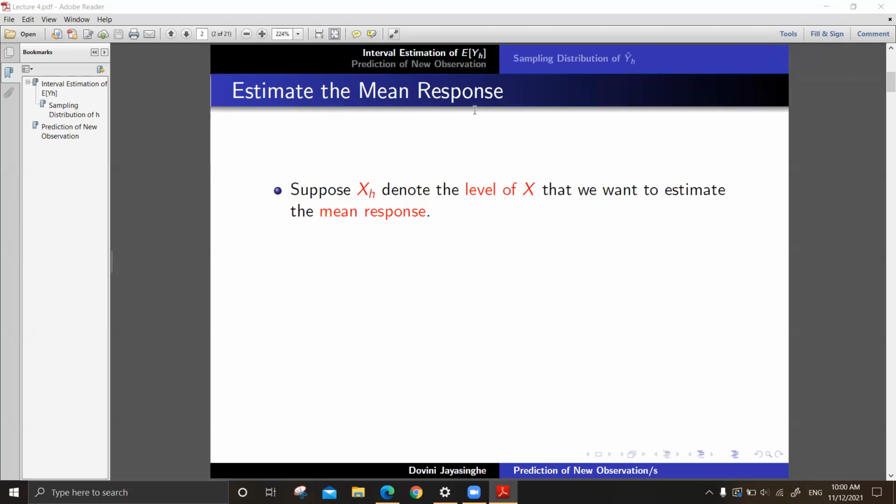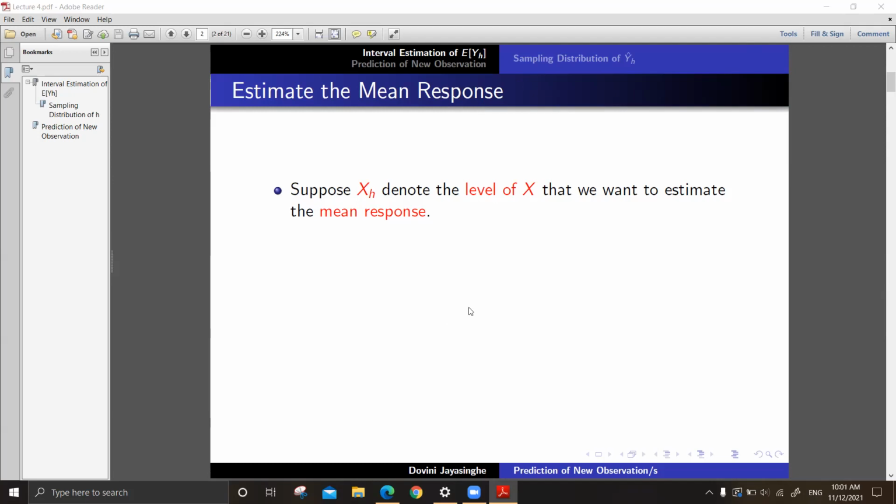So estimate the mean response. This is our first target, to estimate the mean response. That is mean of Y, response variable. Suppose capital X subscript h denotes the level of X, right? We know we have several levels of X in our horizontal axis. When X is equal to 1, X is equal to 2, likewise. It doesn't have to start from 1 all the time.